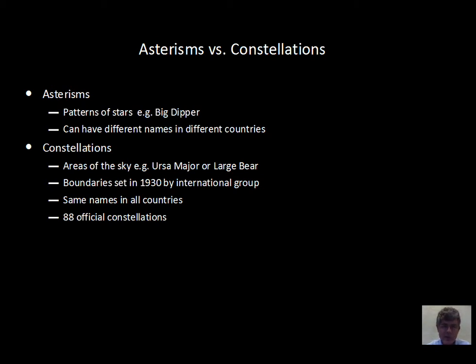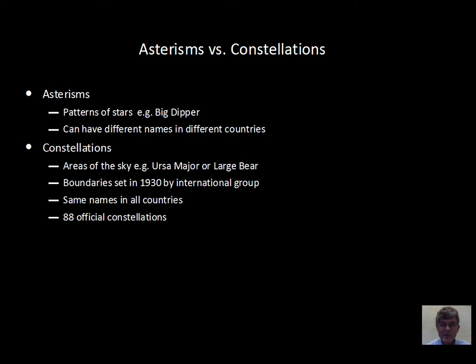Different are the constellations. The constellations are not dot-to-dot star patterns, but the constellations are areas of the sky, and they have more official-sounding names. Ursa Major, which the common name is the Large Bear. Ursa Minor is the Small Bear. Ursa Major includes the Big Dipper in that part of the sky, and Ursa Minor, the Small Bear, the Little Dipper is part of that. Sagittarius includes the Teapot.